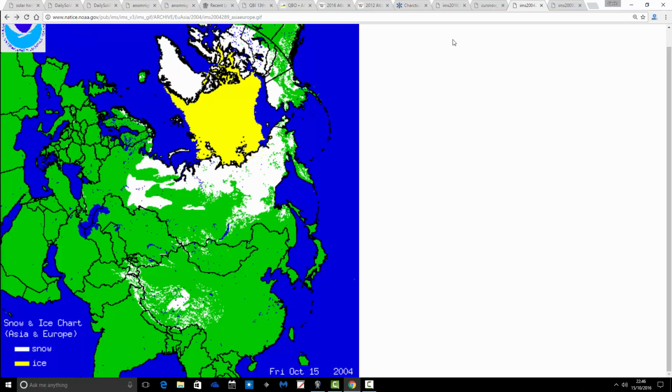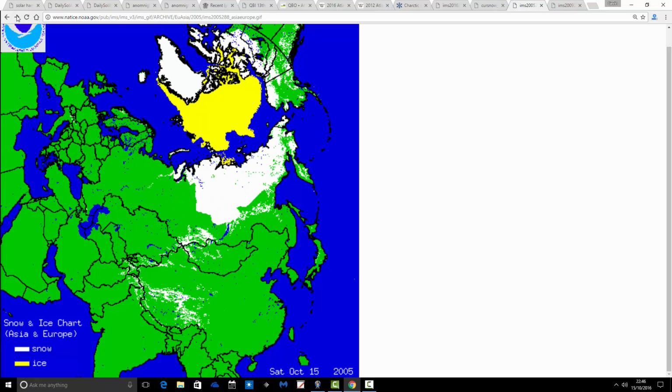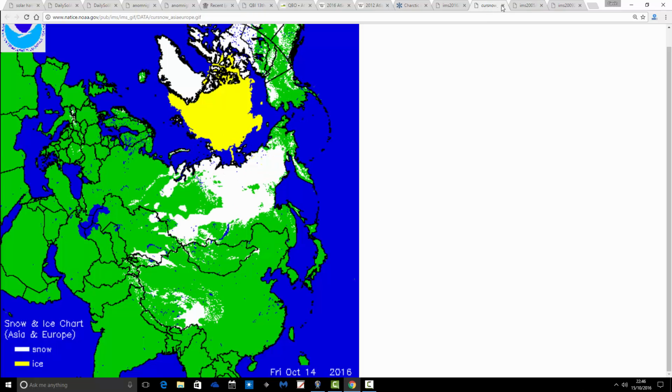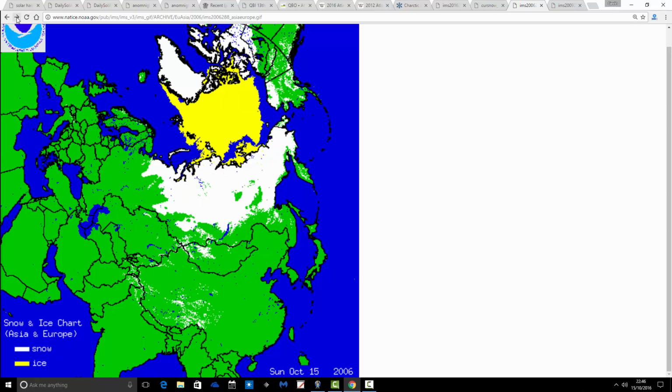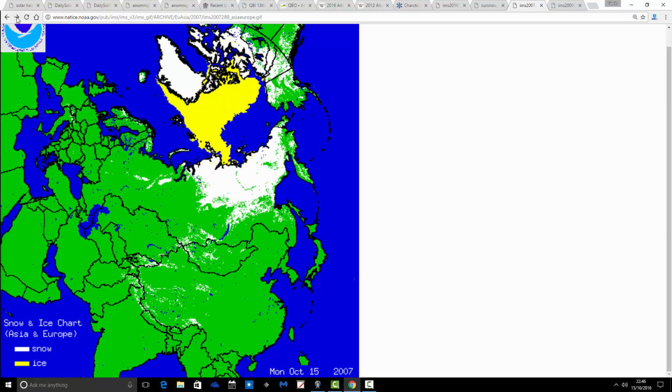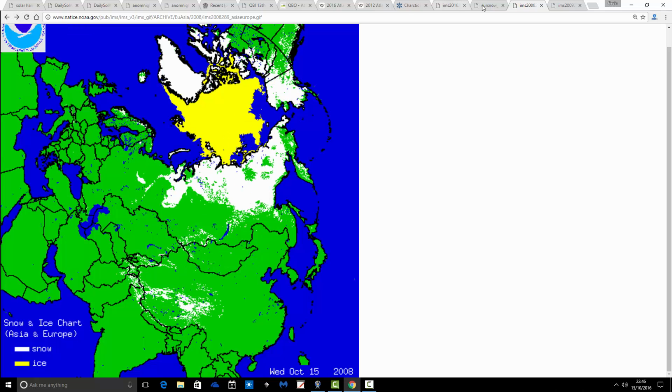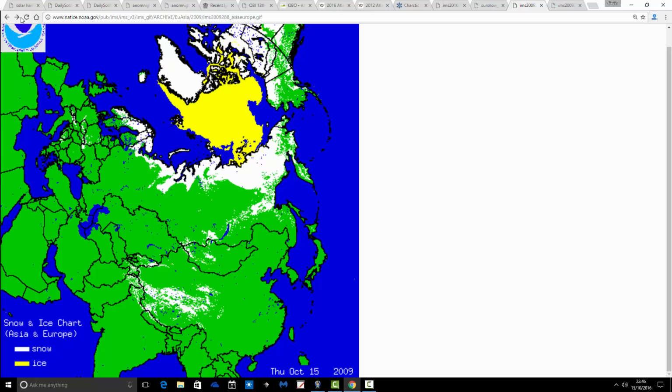I think we're behind 2004. That looks quite clear. 2005, we're probably on a par with 2005, maybe even a little bit ahead of 2005. 2006 had more snow cover at this point. 2007, we're ahead of 07, quite obviously ahead of 2007. 2008, probably on a par with 08, maybe a little bit ahead, not a great deal in it.